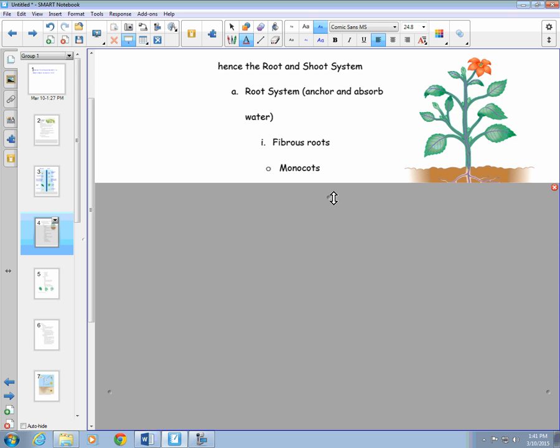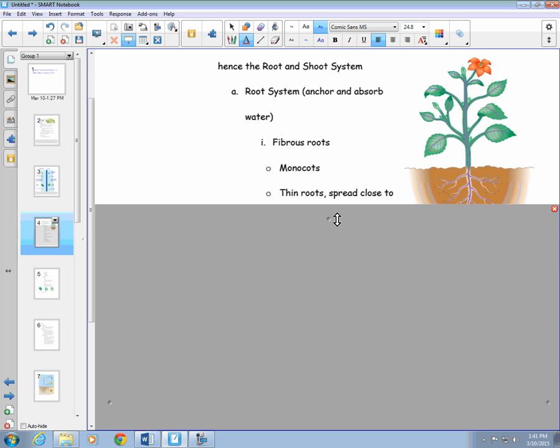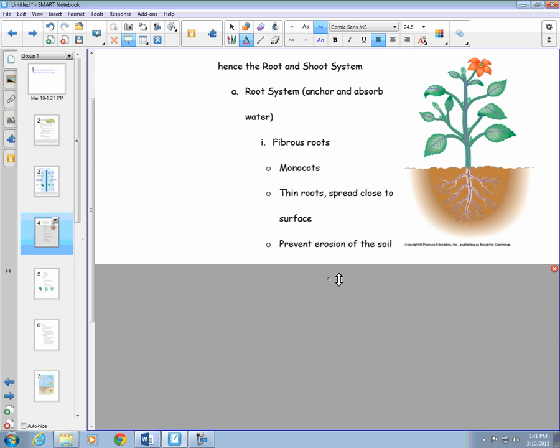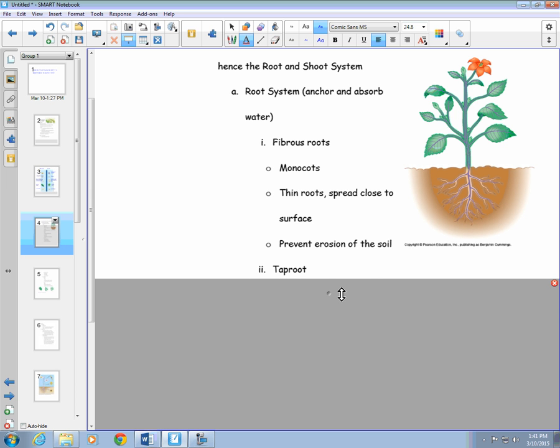Most plants have what are called fibrous roots. Monocots are an example of a plant that has a fibrous root. They're very thin roots. They are spread very close to the surface, so the roots run very shallow. And this type of root helps to prevent erosion because as they run very shallow to the surface, they're holding in the soil that's close to the surface.